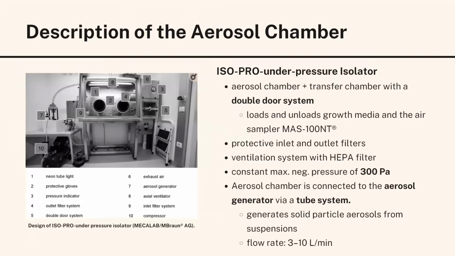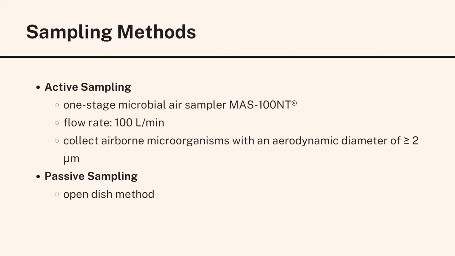The aerosol chamber is connected to the aerosol generator by means of a tube system. With the aerosol generator, shown in 7, solid particle aerosols can be generated from suspensions. Lastly, the flow rate of the aerosol generator is 3 to 10 liters per minute. Now for the sampling methods.